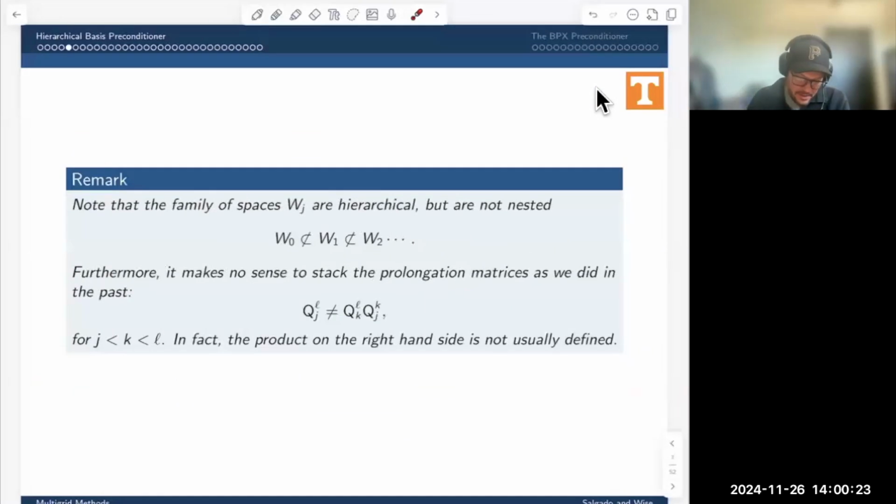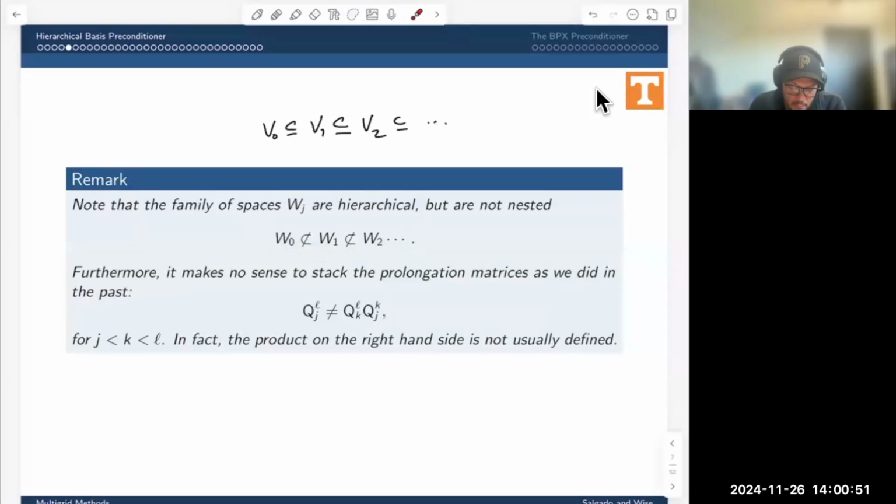Okay, so the family of spaces WJ, we call these components of the hierarchical space, but they're not nested. Previously we had the nesting structure V0, V1, V2, okay? Those were all nested. However, these are not nested anymore. So just keep that in mind.